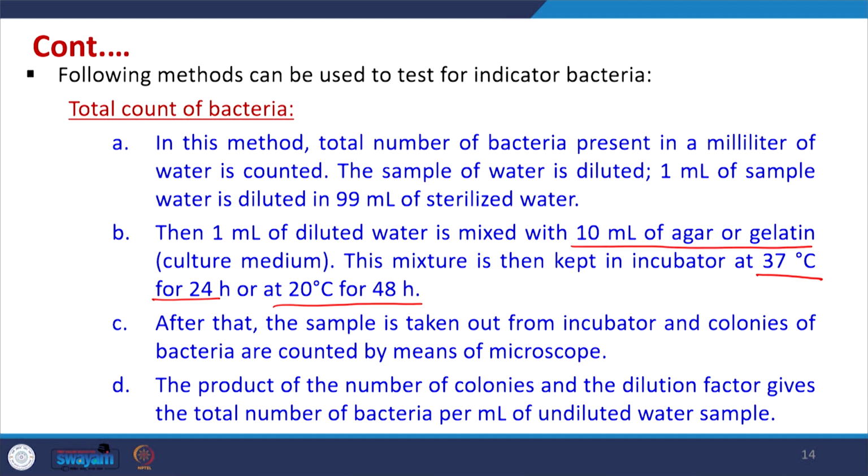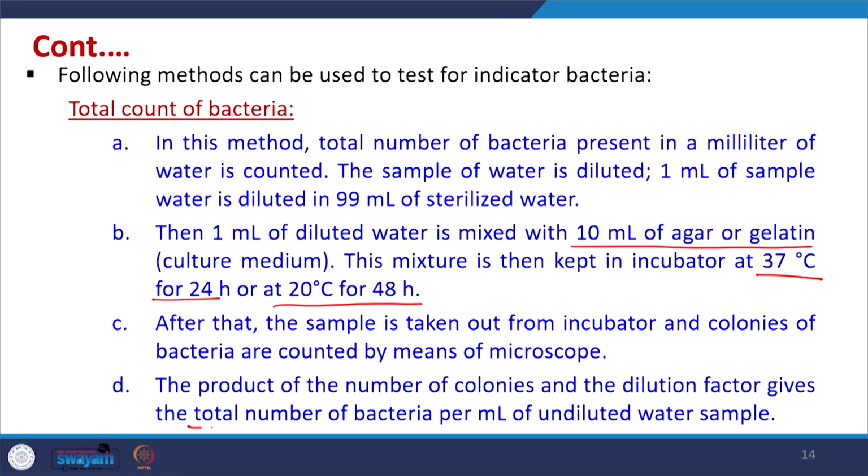The product of the number of colonies obtained and the dilution factor is taken. So, suppose we have diluted 100 times, we have to multiply by 100. In this way, we can report the total number of bacteria per ml of undiluted water sample. This is the total count of bacteria.